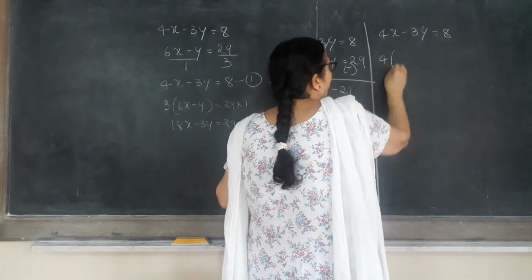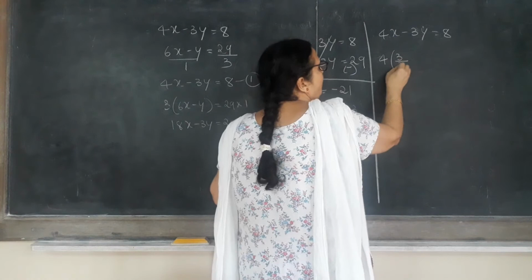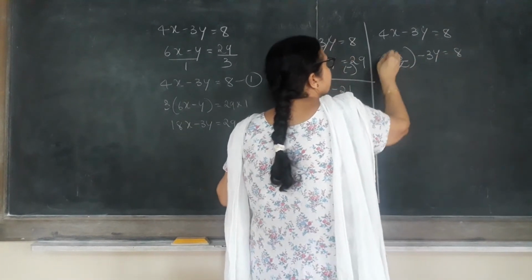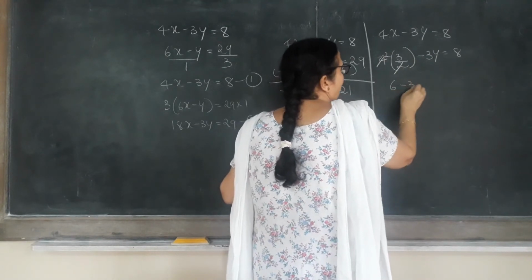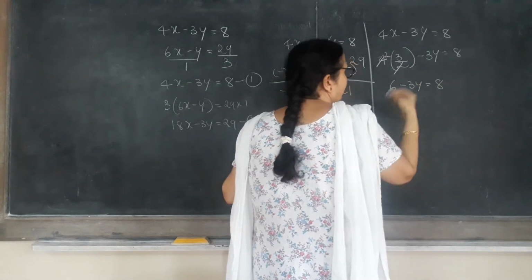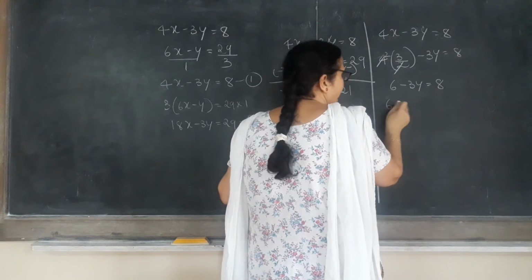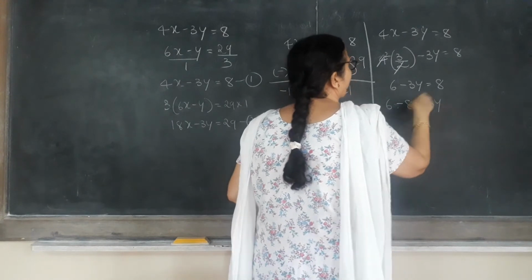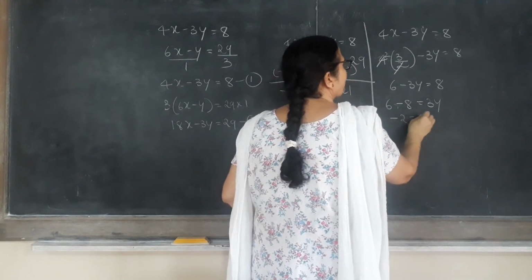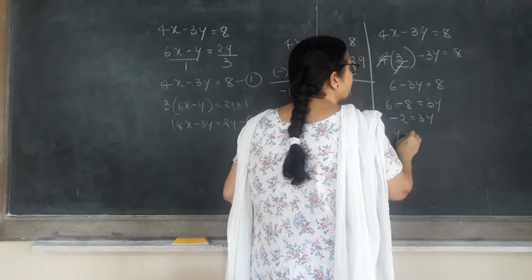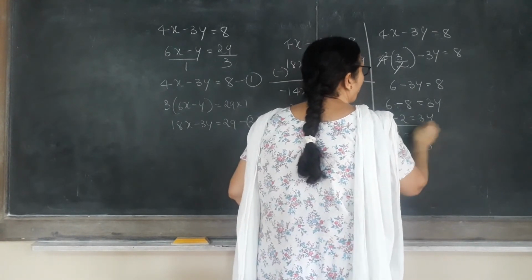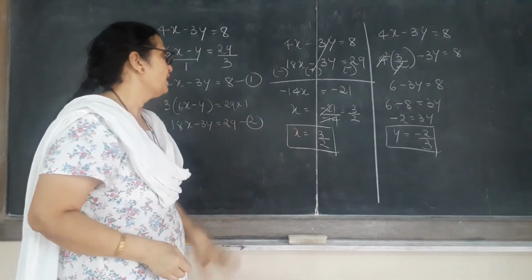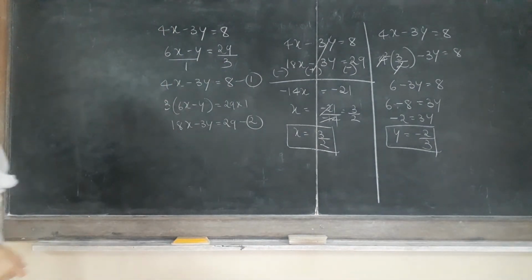Substitute 3 upon 2 for the x value. 4 into x value. What is x value? 3 upon 2 minus 3y is 8. 2 1s are 2, 2 3s are 6, minus 3y is 8. 6 minus 8, shift this to this side. 3y. Minus 2 is equal to 3y. Y is equal to minus 2 upon 3. X is equal to 3 upon 2. Y is equal to minus 2 upon 3.